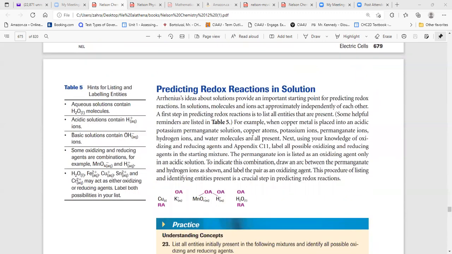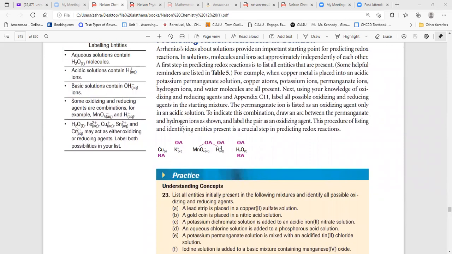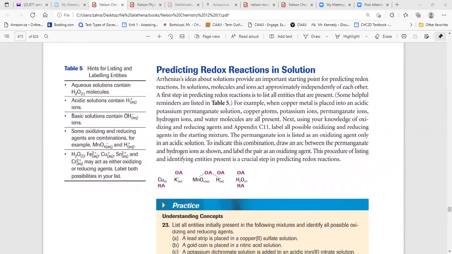Predicting redox reactions in solution. When you have a solution, you just need to list all the species you have. In this example, a copper metal is placed into acidic potassium permanganate. Copper metal is Cu. Acidic means you have H+ ions. Potassium permanganate: potassium is K+, permanganate is MnO4-. And because this is an aqueous solution, you have water, H2O. So this is what you have.